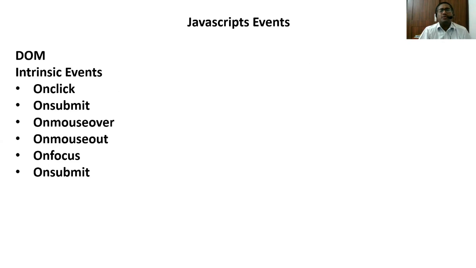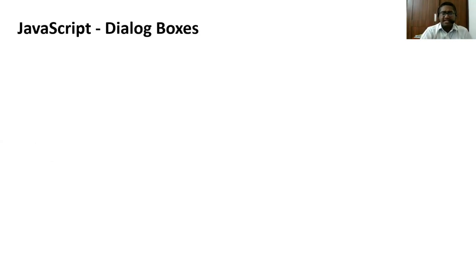And JavaScript uses the concept of DOM events. DOM is an intrinsic event. There are so many intrinsic event methods. It is actually a set of platform-independent and language-neutral application interfaces to support HTML and JavaScript documents. And onclick event, onsubmit event, onmousemove, mouseover, keyup, keydown, onfocus, onload, etc. All events we can use in JavaScript.